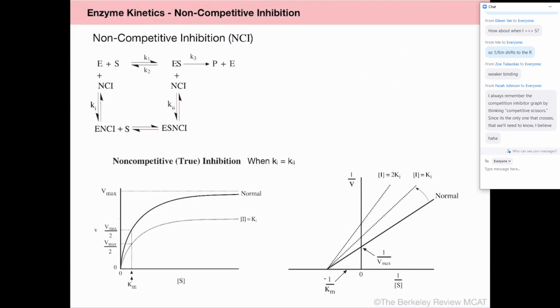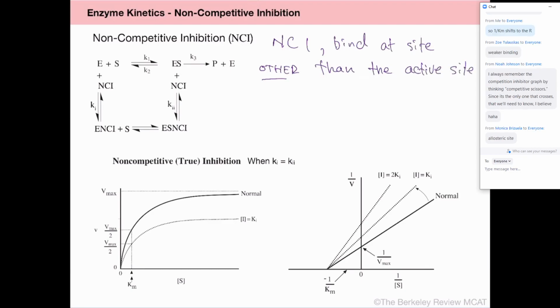So let me write that down. Non-competitive inhibitors can bind at a site other than the active site. So it can either bind the free enzyme here, or it can bind the enzyme-substrate complex here.